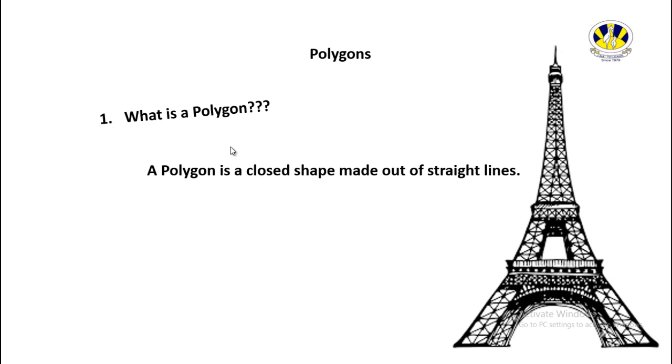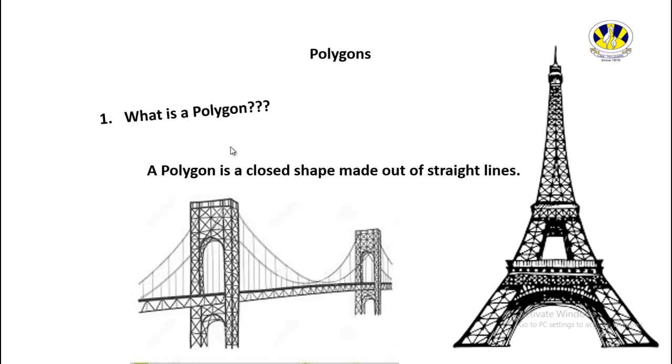Have you seen this? Yes, this is the world famous Eiffel Tower. If you carefully see, you can see lots of straight lines as well as triangles. The building blocks of the Eiffel Tower are triangles. Also, you may have seen bridges where they have used triangles as their building blocks. So, we are going to learn more on triangles today.